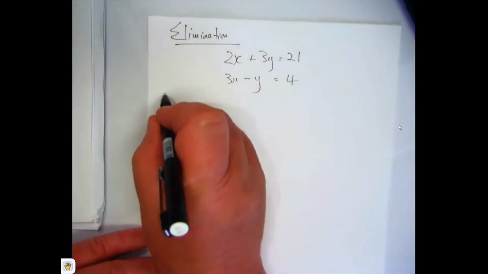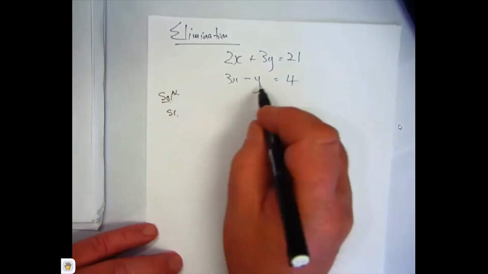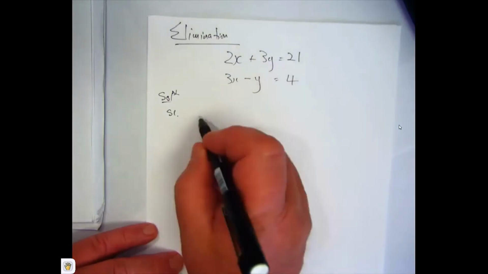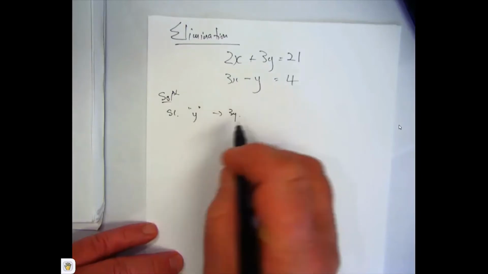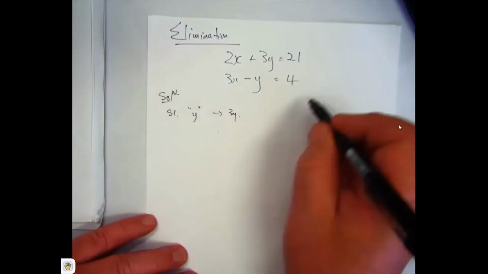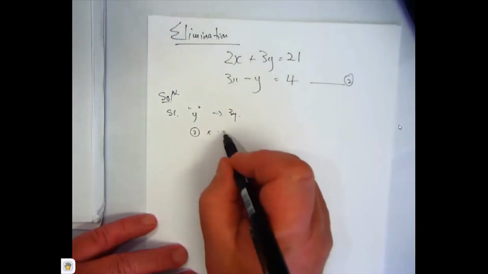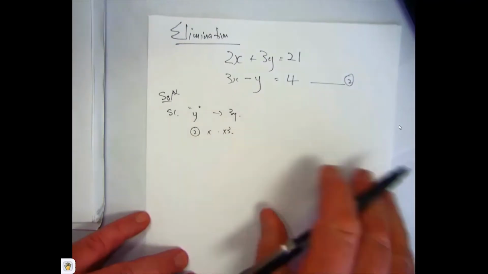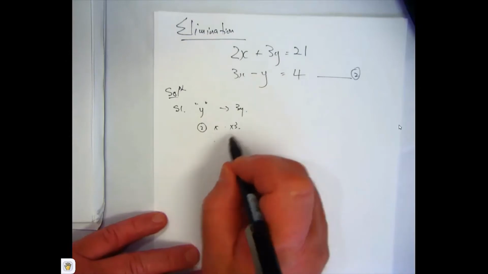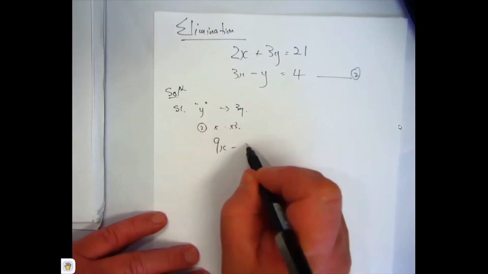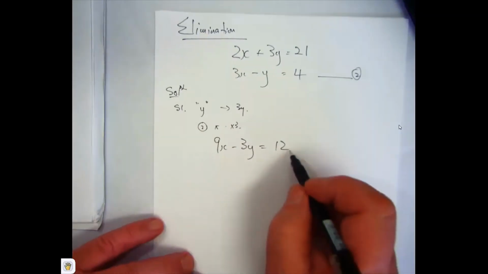So this is what I do. Here's the solution. Step 1, I pick the variable that I want. I'm going to choose y, and I want to make them both into 3y. So I do that by multiplying equation number 2 by 3. 3 times 3x is 9x, 3 times y is 3y, equals 12. I multiply the whole thing. So this is my new equation.